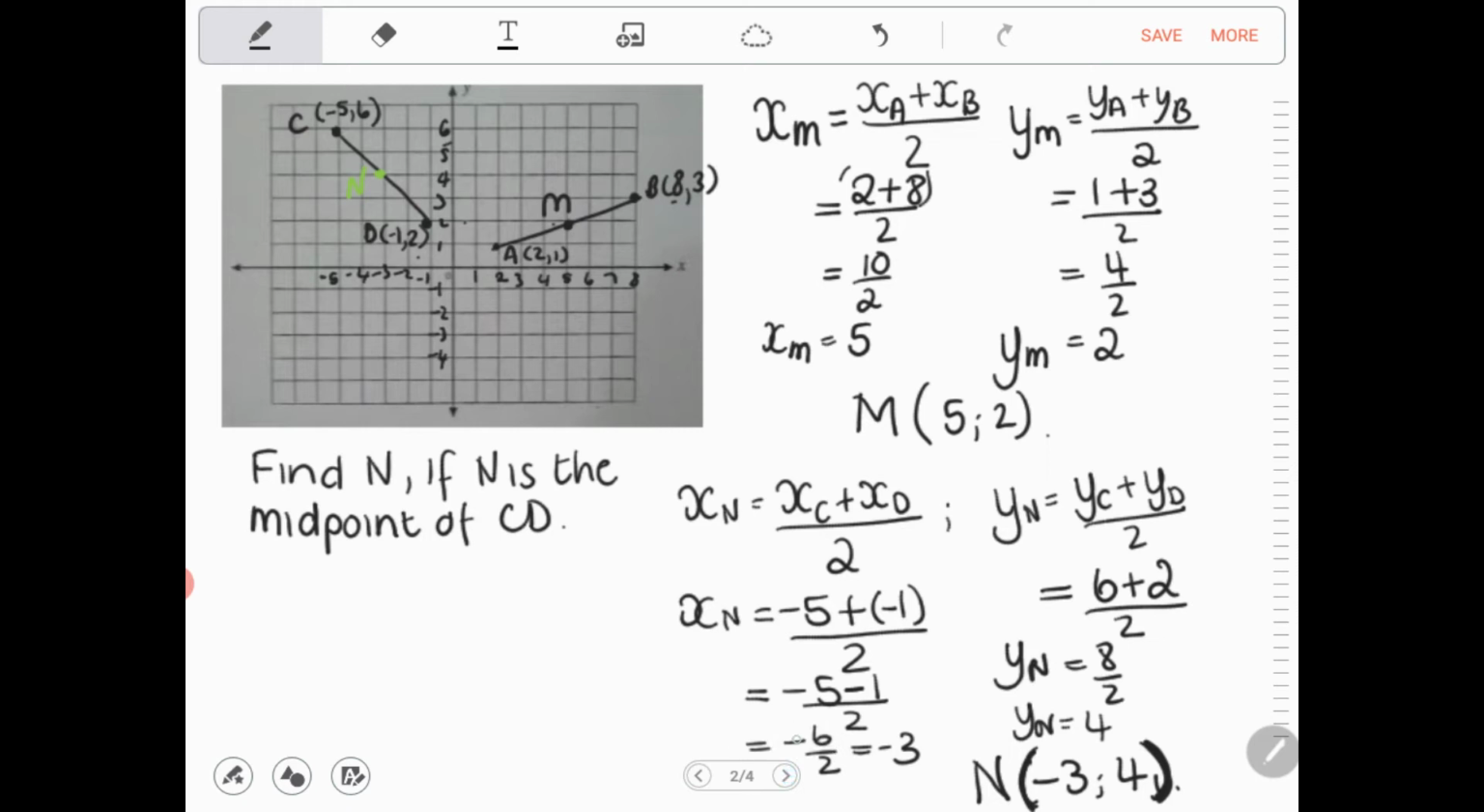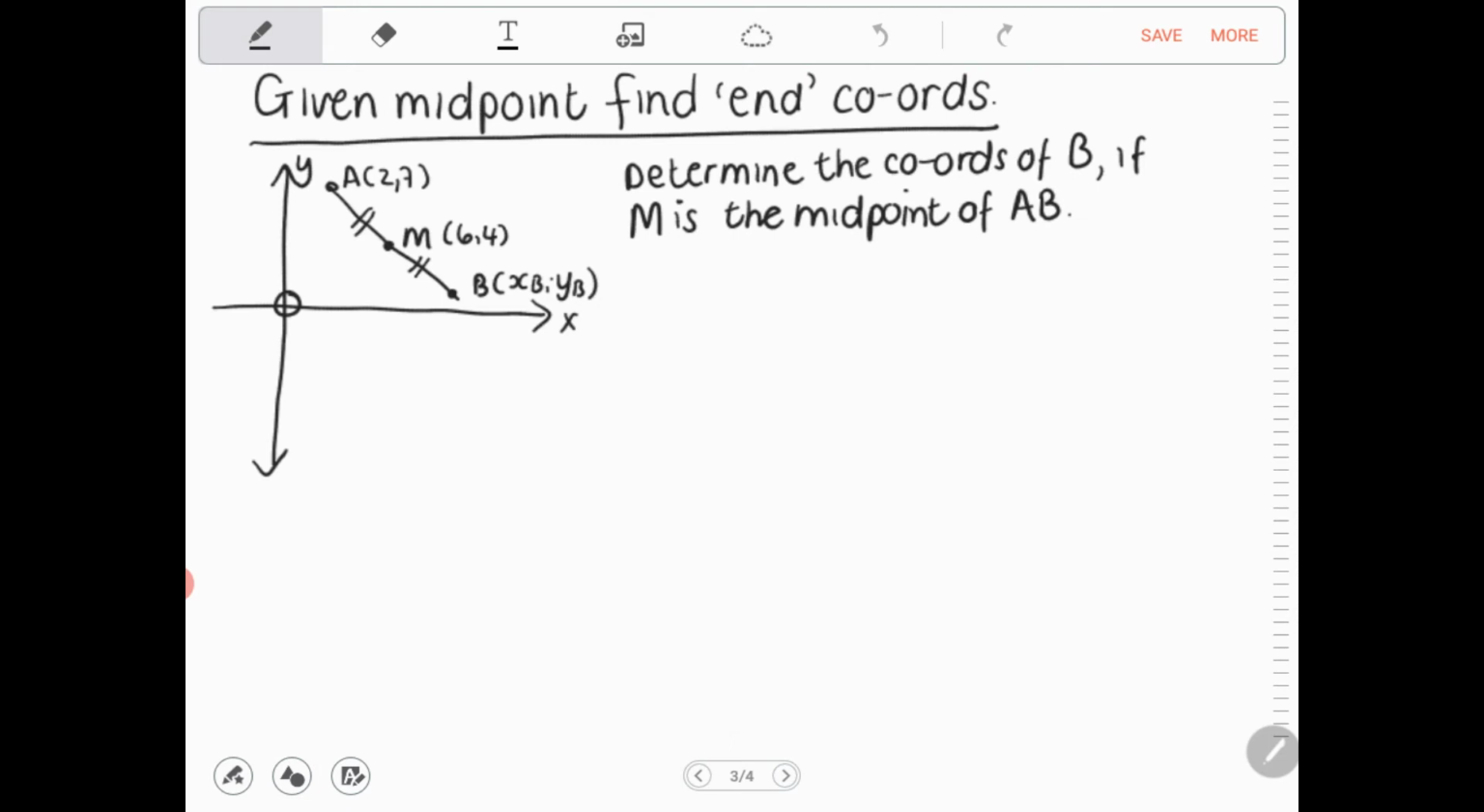All right, so finding the midpoint is reasonably straightforward. We're now going to look at working it backwards. So if you have the midpoint, we're going to try and find the end coordinates. Okay, so find the coordinates of B if M is the midpoint of AB. All right, so it works exactly the same. We're using the same formula because we've got the midpoint.